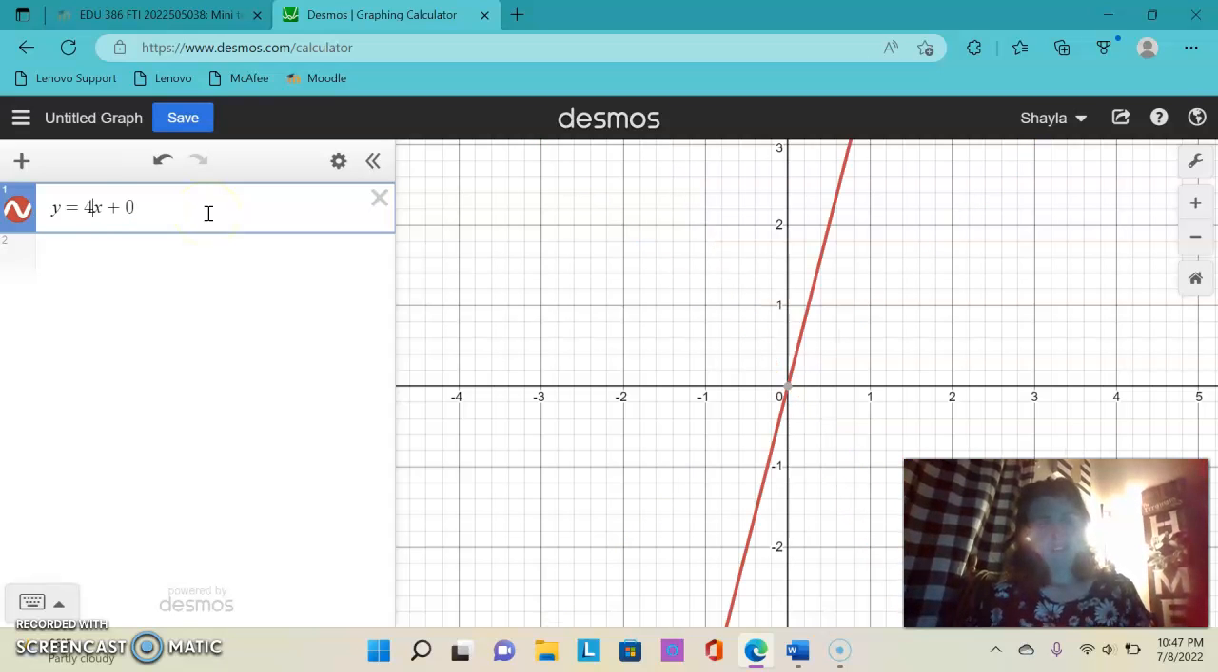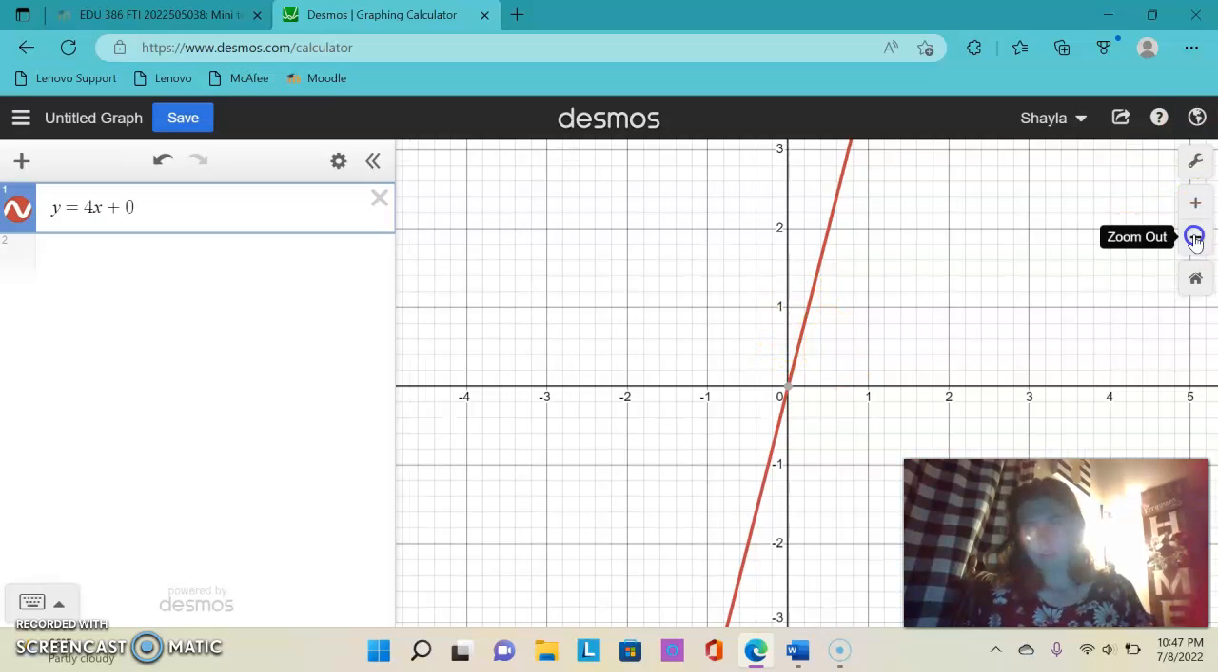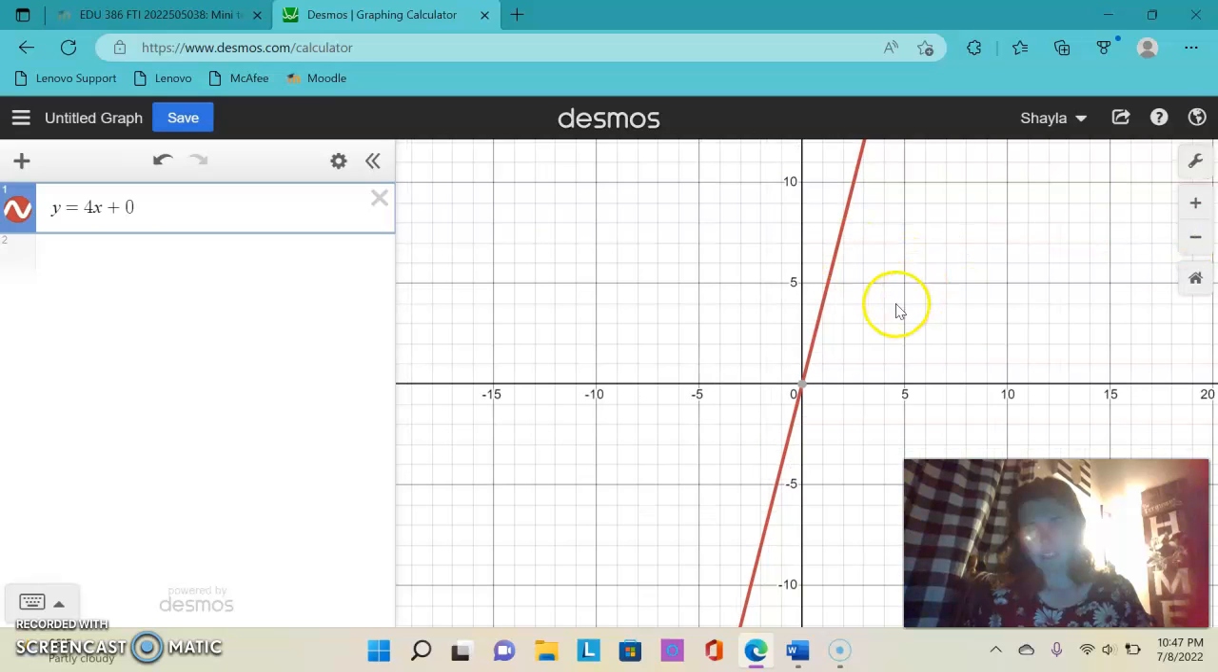So let's see, same thing if I have it at 4. It's going to go up 1, 2, 3, 4, over 1. Let's zoom this out a little bit so it'll be a little easier to see. So I'm going up 5 over 1, up 5 over 1.